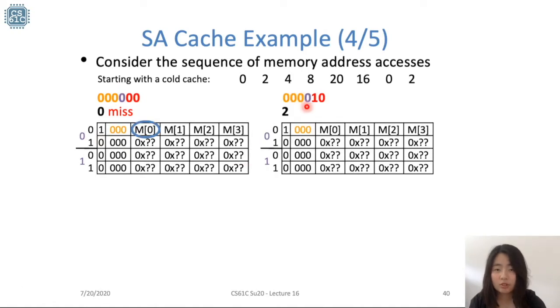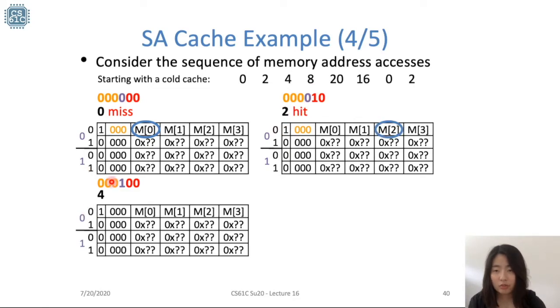The second address is 2. The index bit is 0 again, for the first set. The valid bit is 1, then we compare the tag. It matches, so we have a cache hit. Then we have address 4. The index bit is 1, so we're moving on to the next set. The valid bits are all 0. We have a cold cache, so we put the data into the first slot. Change the valid bit to 1, record the tag.